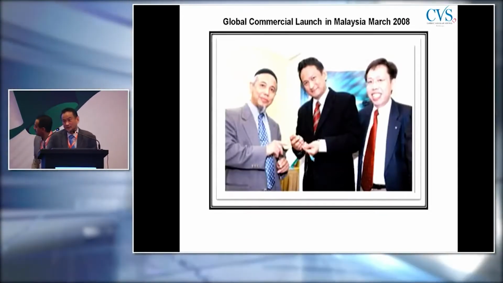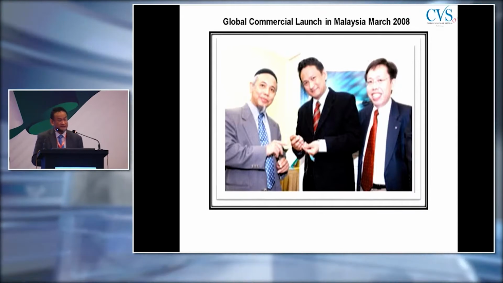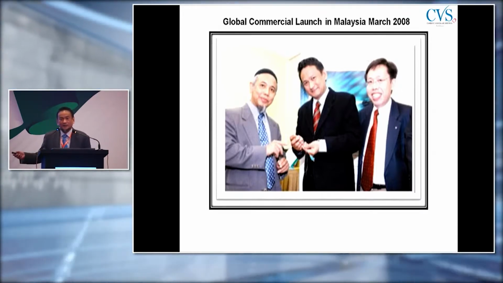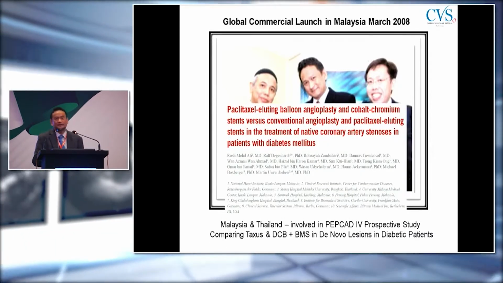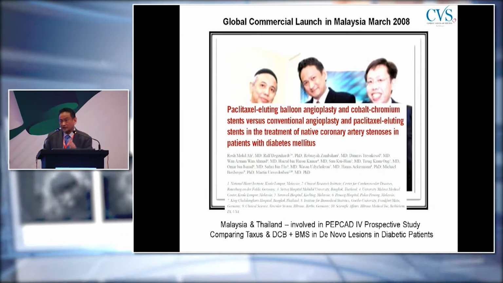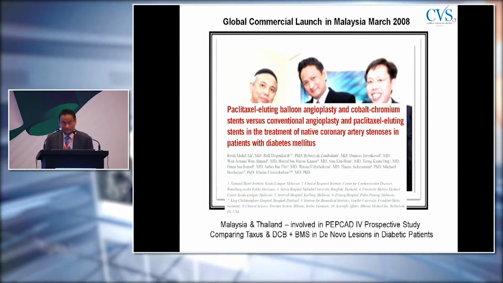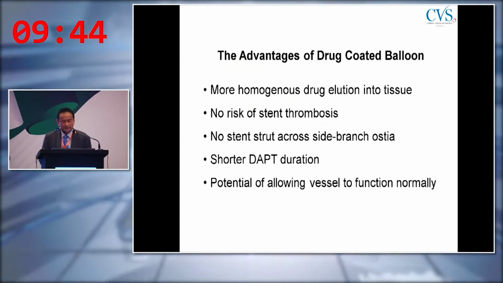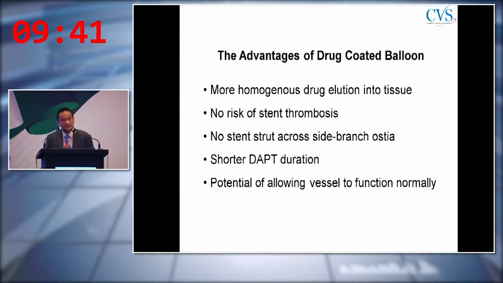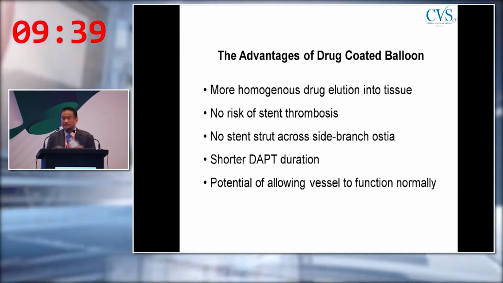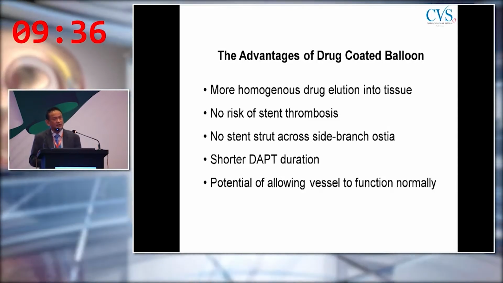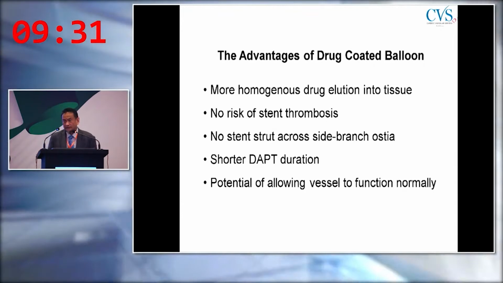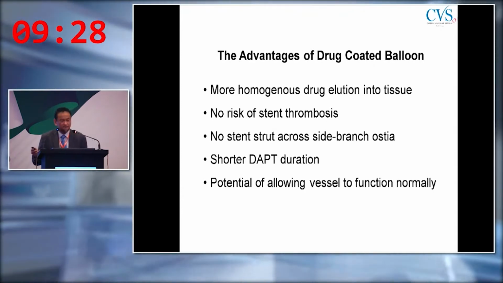We have had our hands on DCB for a long time. In fact, the first global launch was in Malaysia in 2008. And we also were involved in the first trial involving de novo lesions in patients who are diabetic, and this was the PEPCAT-4 trial. I think one should realize the advantages of DCB, essentially that DCB is leaving nothing behind. When you leave nothing behind, in-stent thrombosis is less because there are no stent struts, and you can even think about giving a much shorter duration of DAPT.